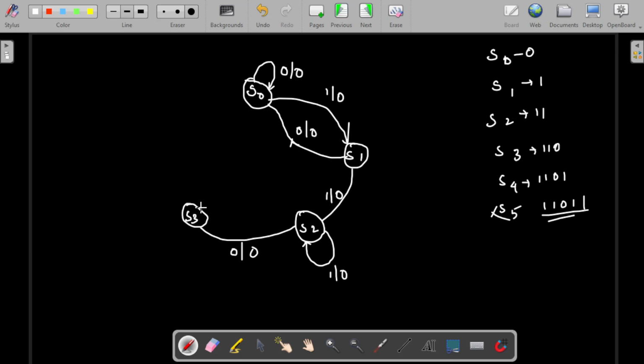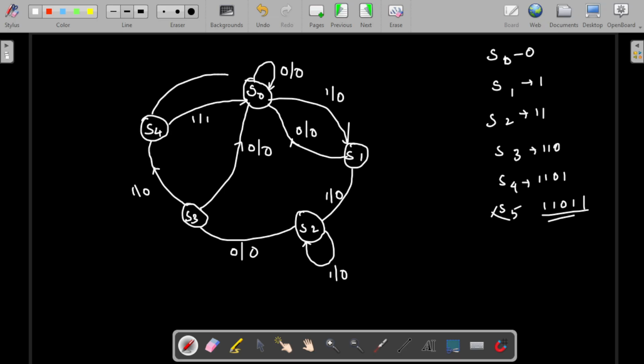When in S3, if the input is 0, the sequence will be broken and it will go back to S0. It will go to S4 if the input is 1, with output 0. From S4, when the input is 1, the sequence is completed. From S4 it also goes to S0 when the input is 0 and the sequence is broken. So this is how the state transition diagram looks.